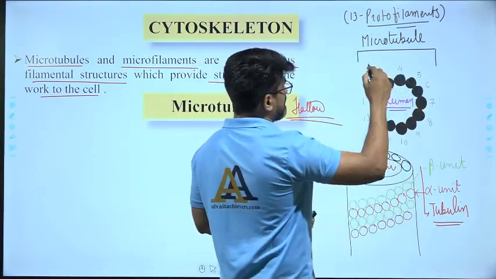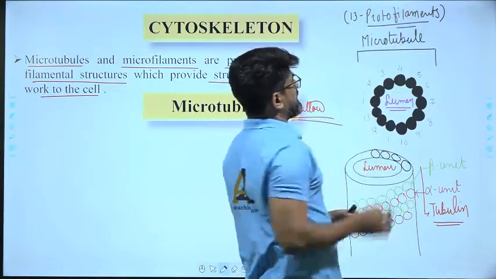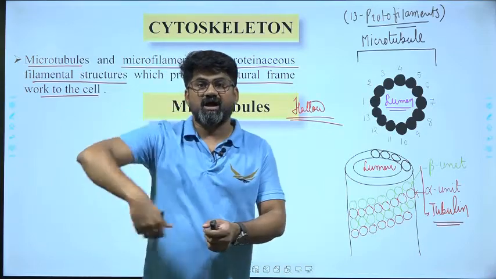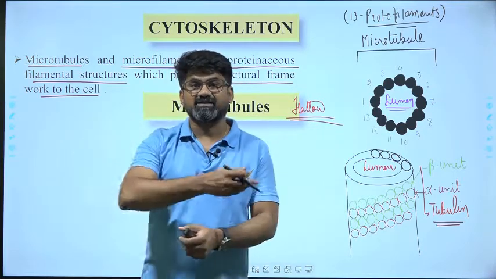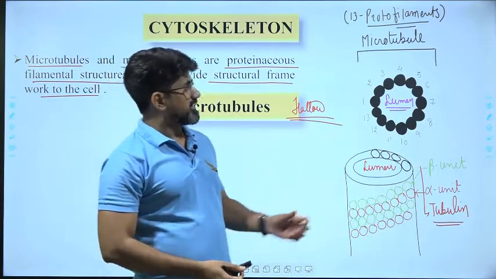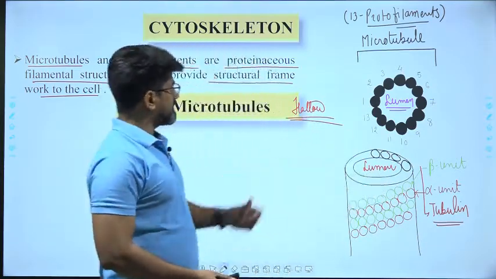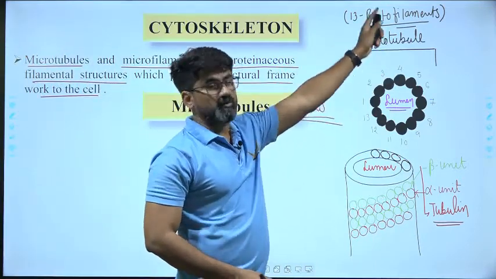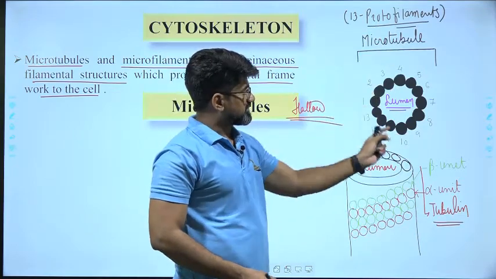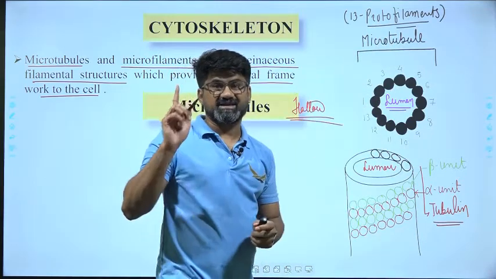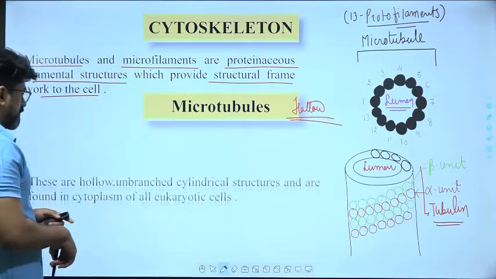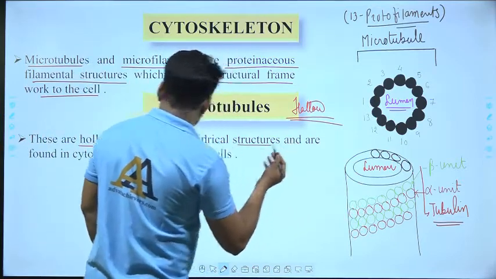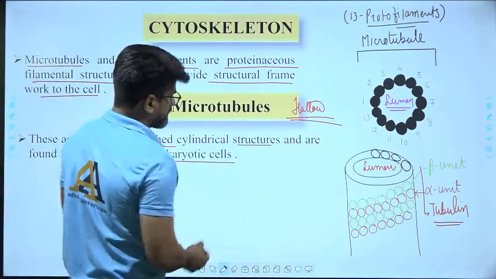If we see this microtubule from the aerial view, you can find out that the wall of the microtubule is formed by 13 protofilaments. It is made up of what? 13 protofilaments. So 13 protofilaments are settled in a circle form and they develop a lumen in it. Because of that lumen, this microtubule is what? Hollow, right? So such 13 protofilaments form a single tubule which is hollow, right? These are hollow unbranched cylindrical structures and are found in the cytoplasm of eukaryotic cell.